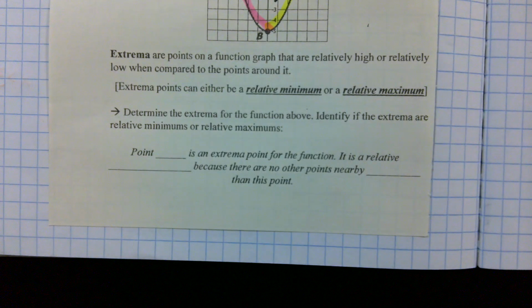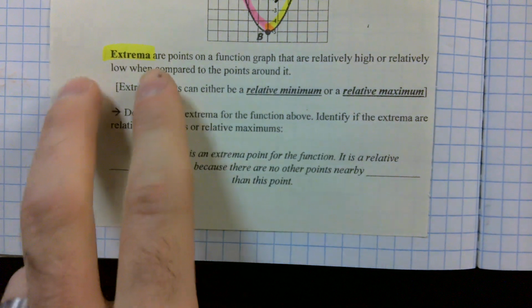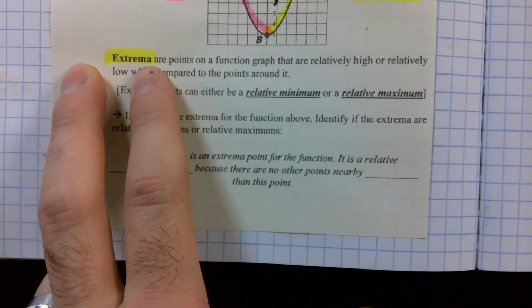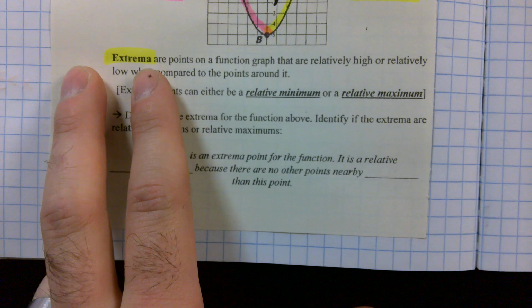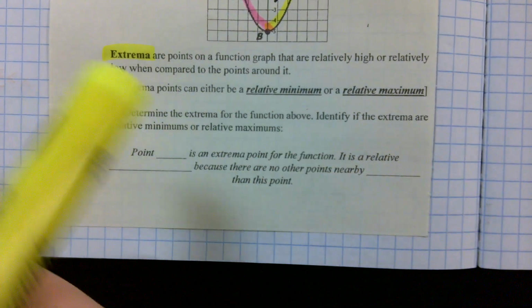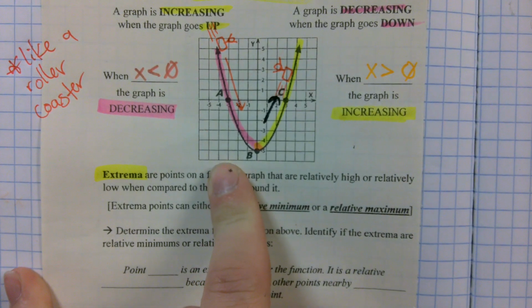Okay, the last point. So we talked about line of symmetry. We talked about increasing, decreasing. Now we're going to talk about this word extrema. Everybody say extrema. What's the root word there of extrema? Extreme. Which also plays into our roller coaster analogy. So what is an extrema? An extrema is a point on a function graph that is relatively high or relatively low when compared to the points around it. More simply put, it's a change of direction, right?